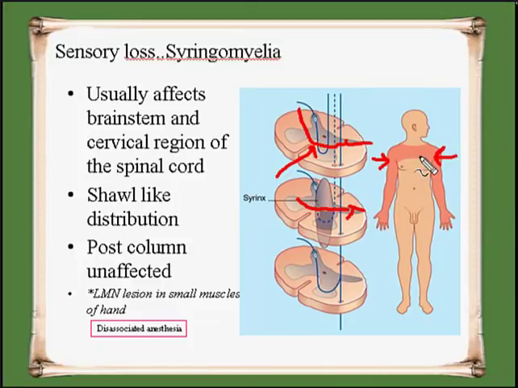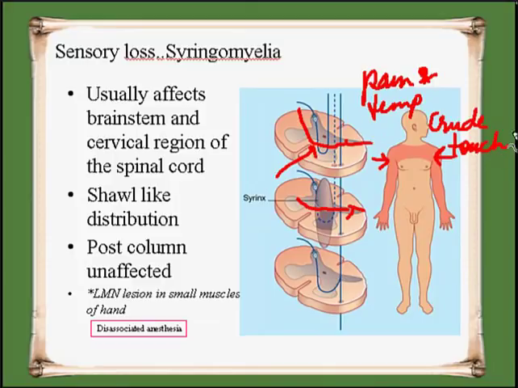And what is the loss that is seen? These are fibers which are carrying pain and temperature, and they are carrying crude touch, because fine or discriminative touch was carried by these dorsal columns which are present here. So there is total loss of pain and temperature in the areas which have been affected. And as I said, since it's seen in the cervical region of the spinal cord, those fibers which are crossing for those segments will be affected.